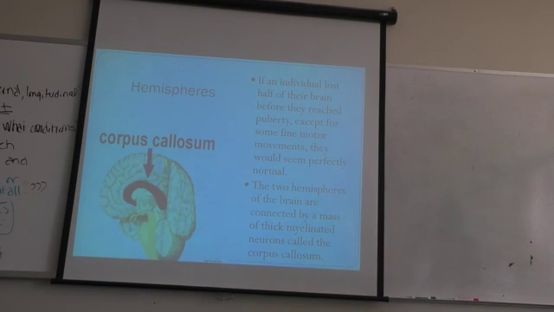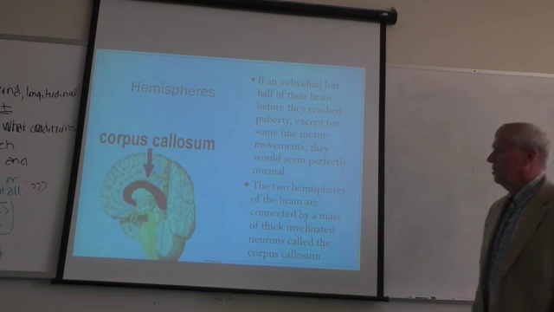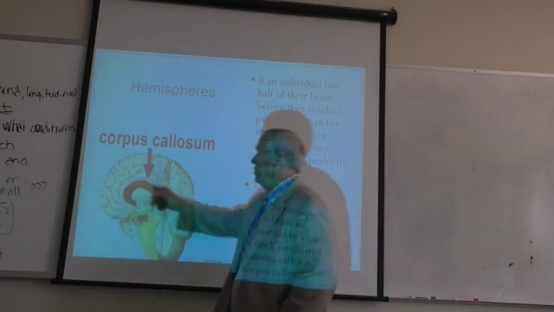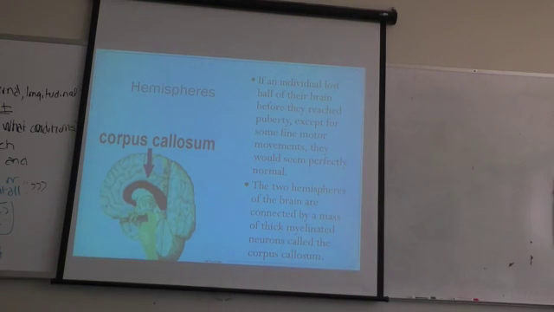The two hemispheres of the brain are connected by a mass of thick myelinated neurons called the corpus callosum. This red portion is a corpus callosum. If you've ever seen a brain, which hopefully you haven't, but if you've ever seen the inside of a brain, of course, it's white. As it turns out, women have a much larger corpus callosum than men do. Men have a larger brain, but women have a larger corpus callosum, which means the two halves of a woman's brain can communicate more readily than a male's.